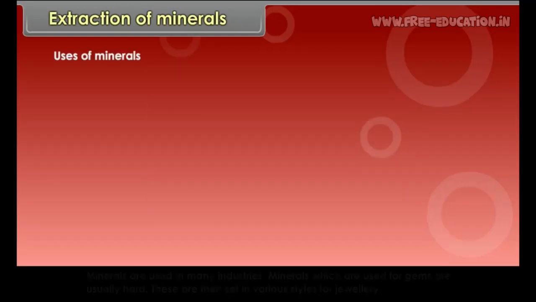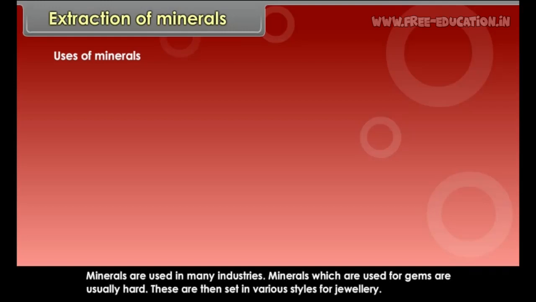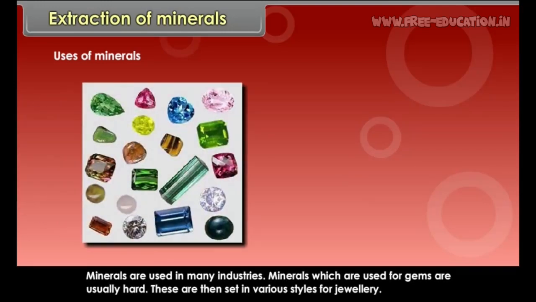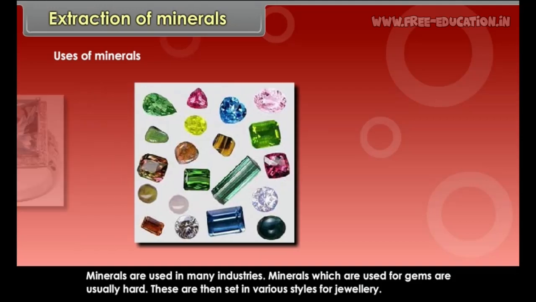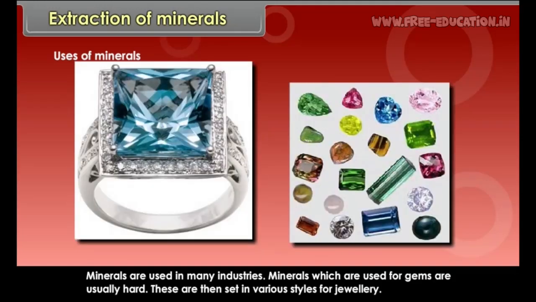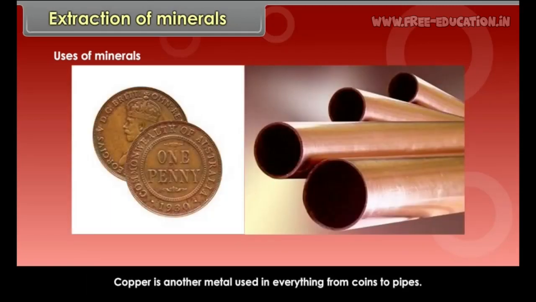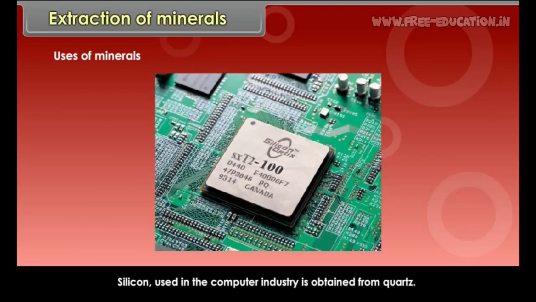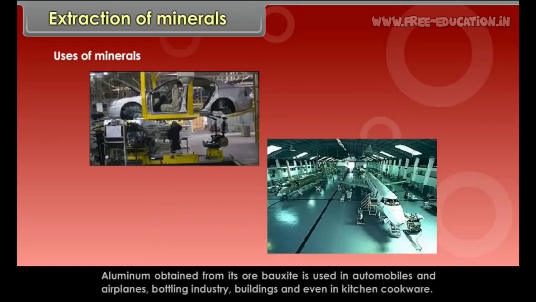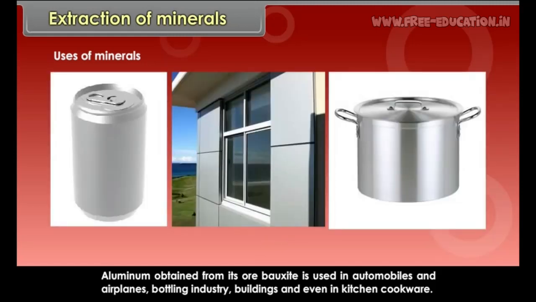Uses of minerals. Minerals are used in many industries. Minerals which are used for gems are usually hard. These are then set in various styles for jewelry. Copper is another metal used in everything from coins to pipes. Silicon used in the computer industry is obtained from quartz. Aluminium obtained from its ore bauxite is used in automobiles and airplanes, bottling industry, buildings and even in kitchen cookware.